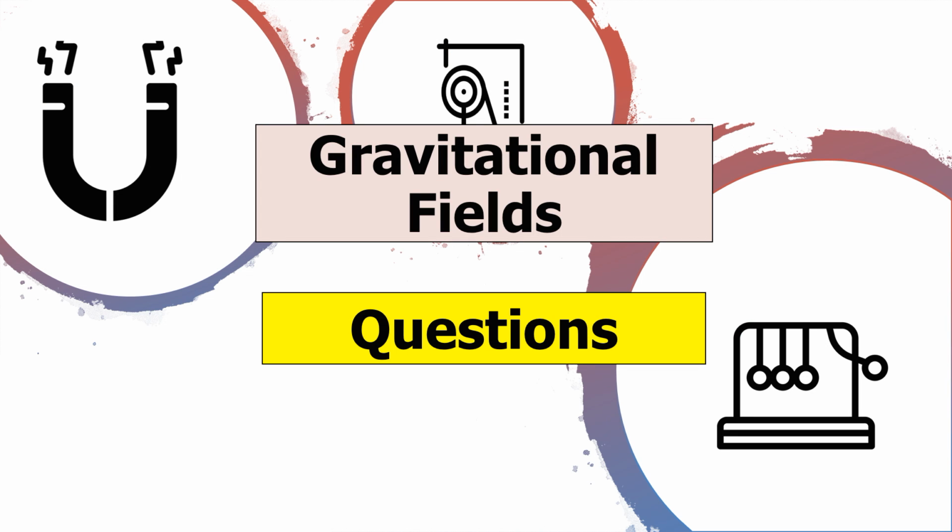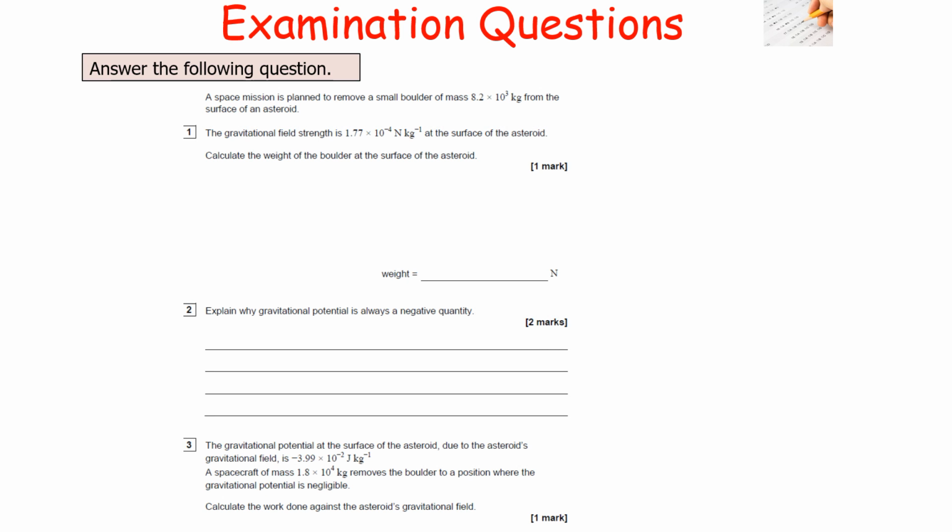Now let's have a look at some questions on gravitational fields. The first question says, a space mission is planned to remove a small boulder of mass 8.2 times 10 to the 3 kilograms from the surface of an asteroid. The gravitational field strength is 1.77 times 10 to the minus 4 newtons per kilogram at the surface of the asteroid. Calculate the weight of the boulder at the surface of the asteroid.